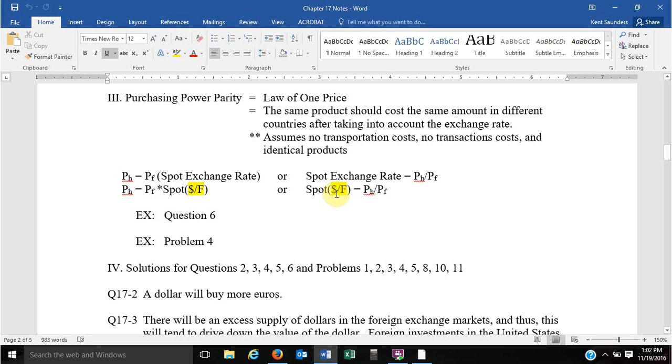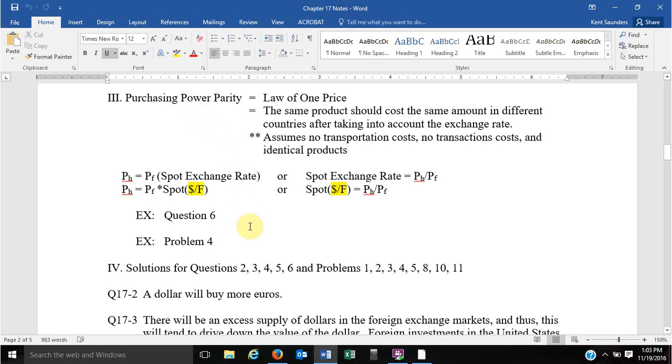Or you could think of it as the direct quote should equal the ratio of prices, home to foreign. And so we're going to use direct quote notation here, with the home on the top and foreign on the bottom. And again, we'll assume the home country is the U.S. and the foreign country is whatever other country we're comparing to. There's one problem that will relate to the idea of purchasing power parity.